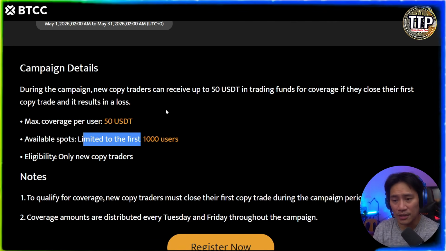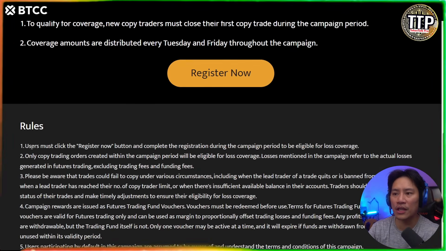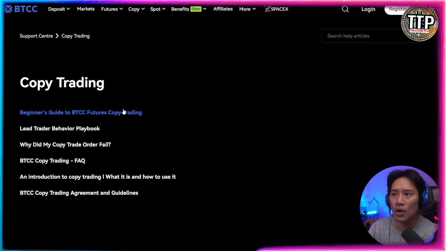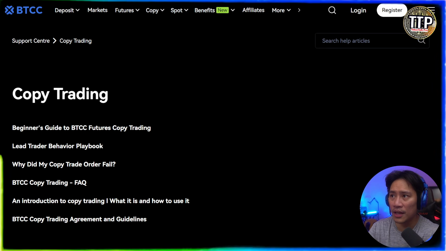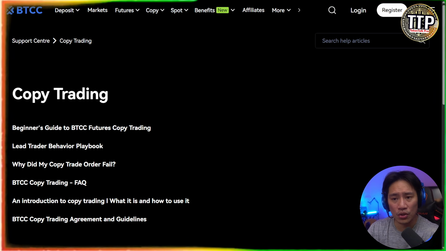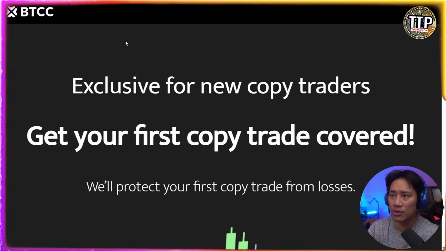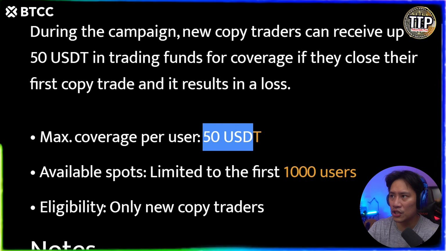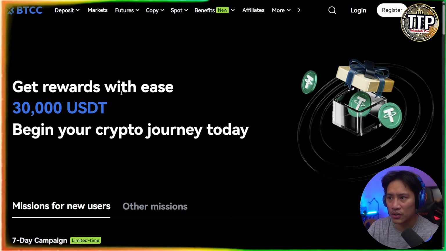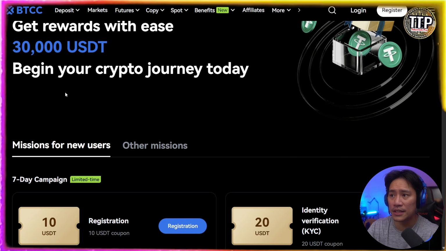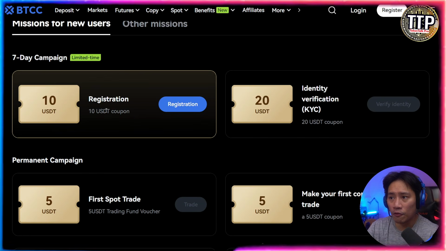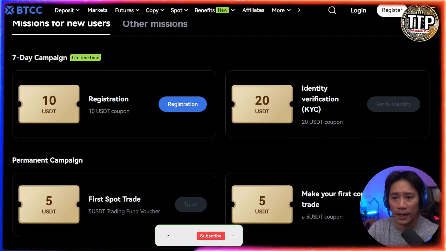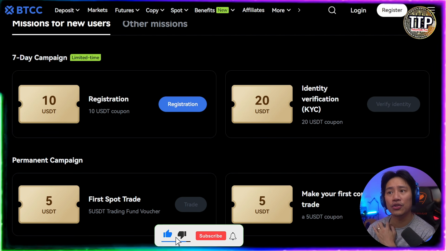So again, I would strongly suggest, of course, do your own research. Check this one out. It is a good thing because if you are a new copy trader, you could utilize that like an insurance. So when you incur a loss, you would still be able to recuperate with that 50 USDT coverage, right? You could also get rewards with ease, 30,000 USDT. You could begin your crypto journey here. Of course, these are the campaigns. You could register to whichever you would like, and I highly encourage that you do your own research.